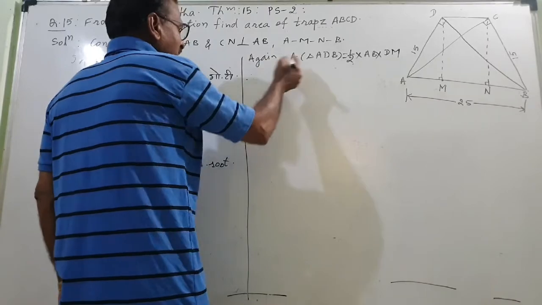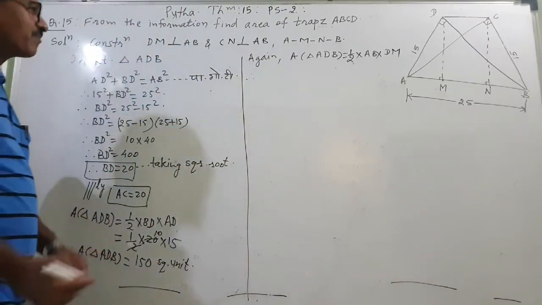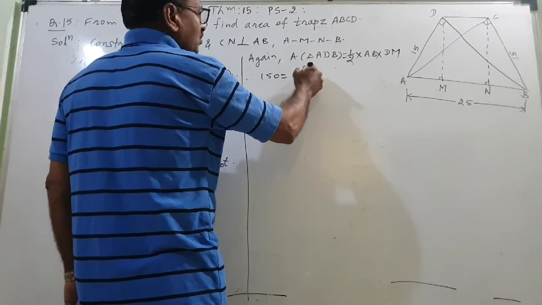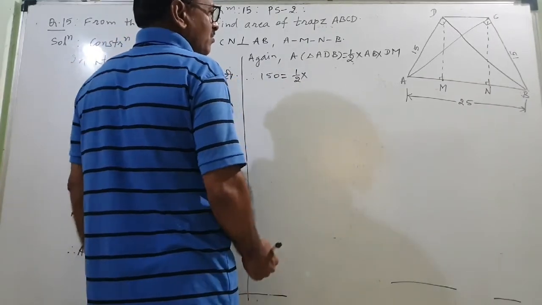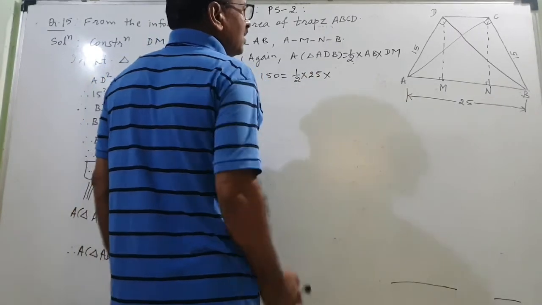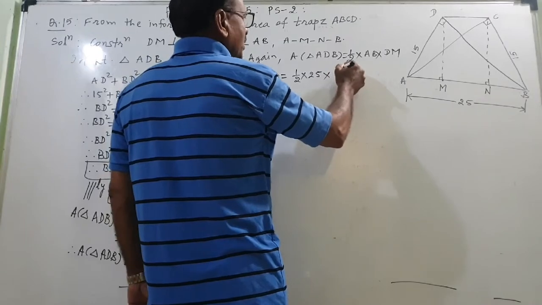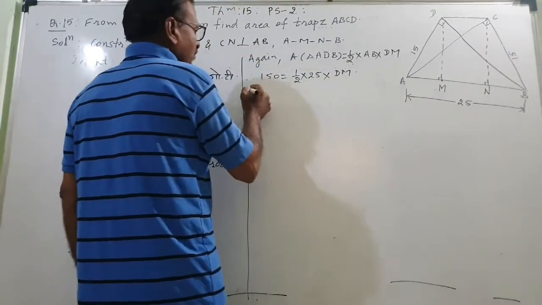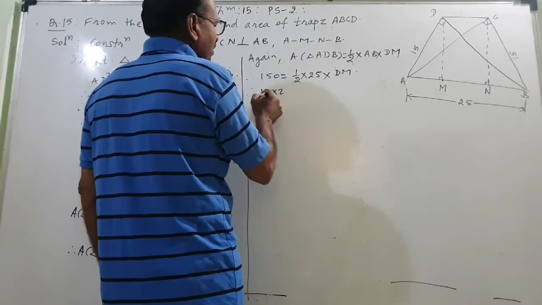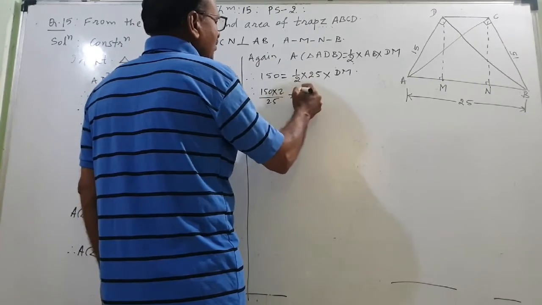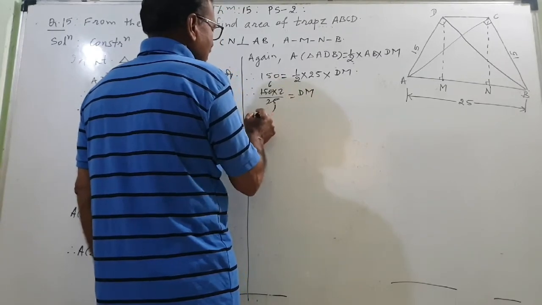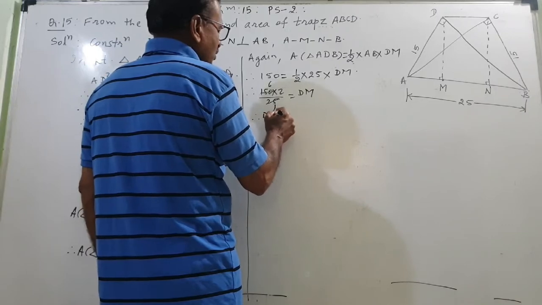So, therefore, but area of the triangle is how much? 150. So, 150 is equal to 1 upon 2. AB we have found. Yes, it is given 25 into DM. Don't know DM. Therefore, this will become 150 into 2 upon 25 is equal to DM. 25 1 that 25 6 are. Therefore, DM equal to 12.